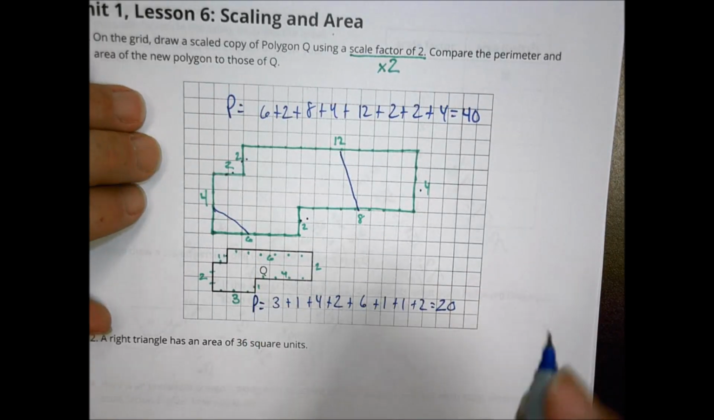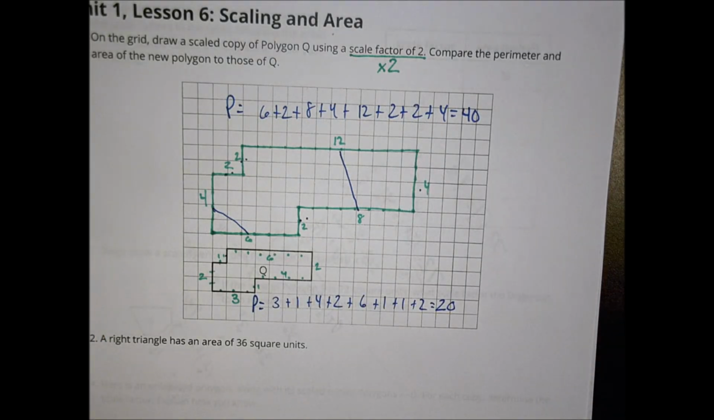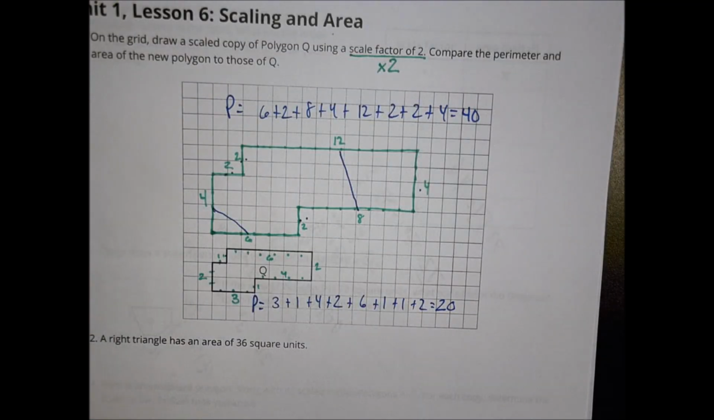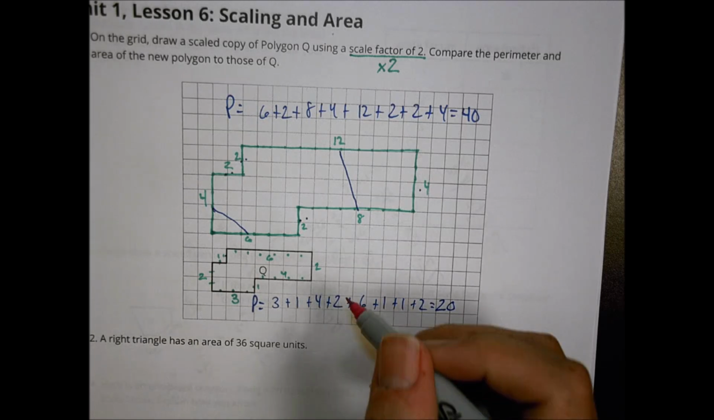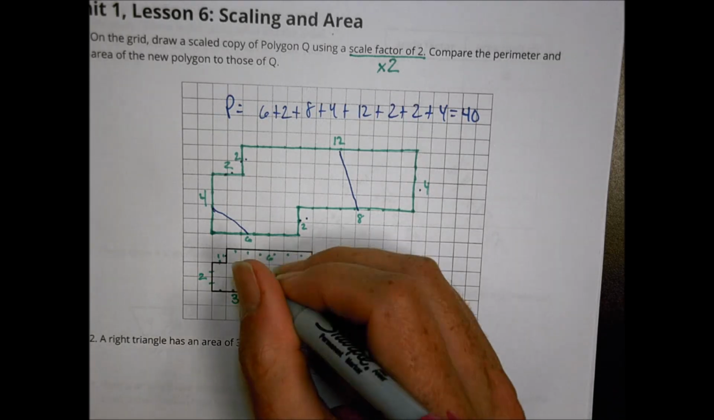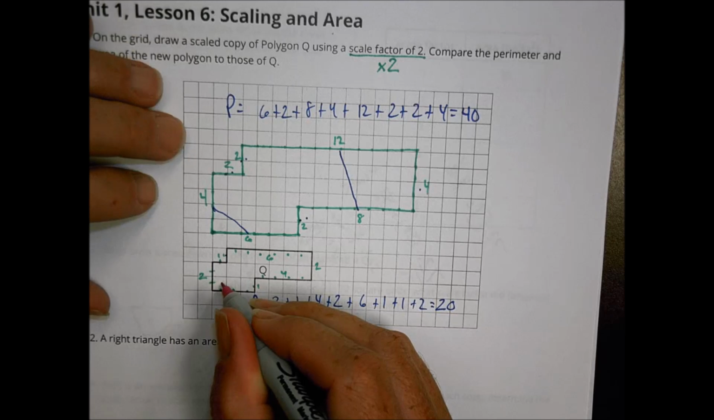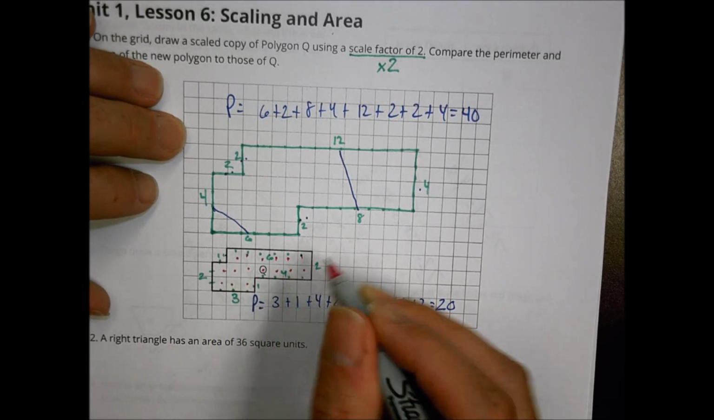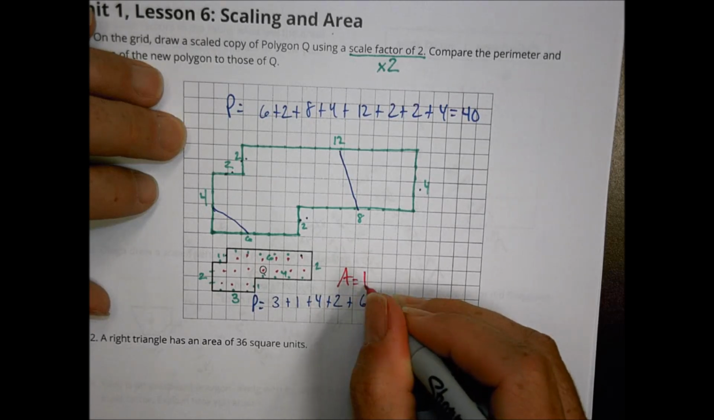Perimeter here is 20. In terms of the area, that would be counting up all the little squares that are inside of that shape initially. Okay, so the perimeter is 20, and the area here happens to be 16. There's 16 squares. 1, 2, 3, 4, 5, 6, 7, 8, 9, 10, 11, 12, 13, 14, 15, 16. So my area is 16.